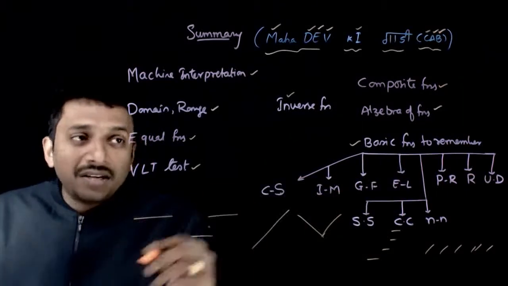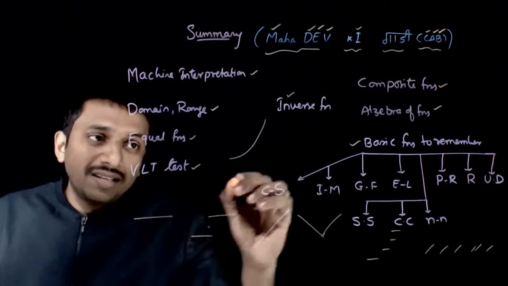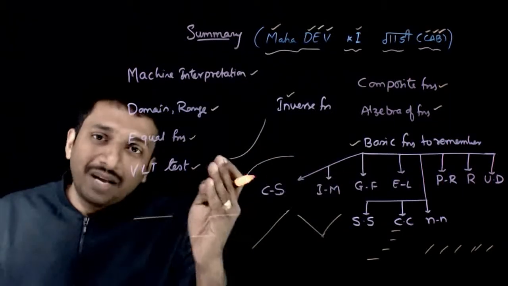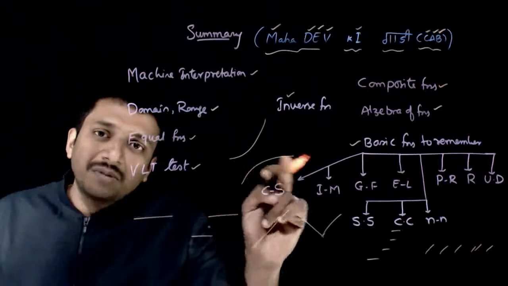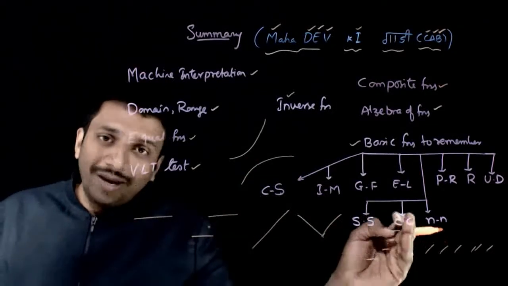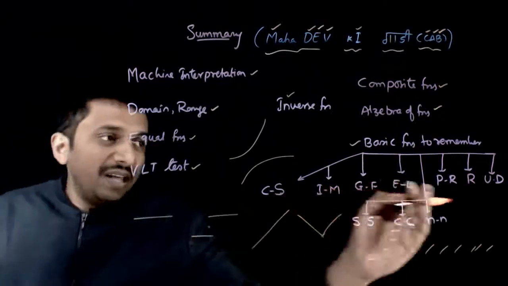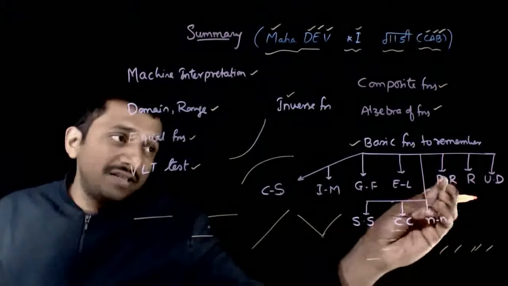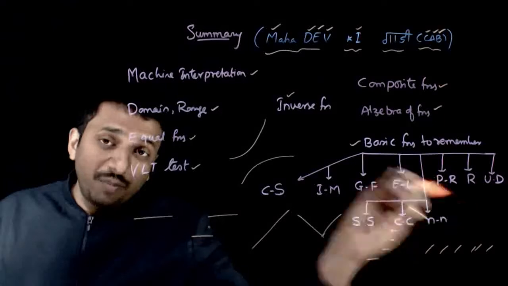Exponential and logarithmic functions. Exponential function goes like this. Logarithmic function goes like this. It becomes steeper as we go up. It becomes flatter as you go up. And we know square and square root, cube and cube root, nth power and nth root. And polynomial and rational functions: there are no specific graphs. It depends on the problem.